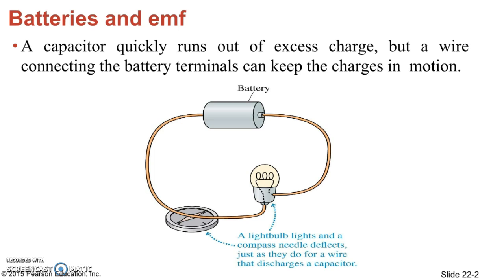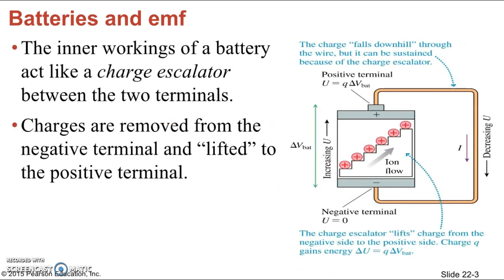What's nice about batteries is that capacitors discharge charge quickly, whereas batteries are going to be a source of constant force. So they're going to be a constant source of charge. These charges are going to be kept in motion through a circuit if we use a battery. So batteries can be thought of as a charge escalator. Basically, batteries are a source of potential difference.